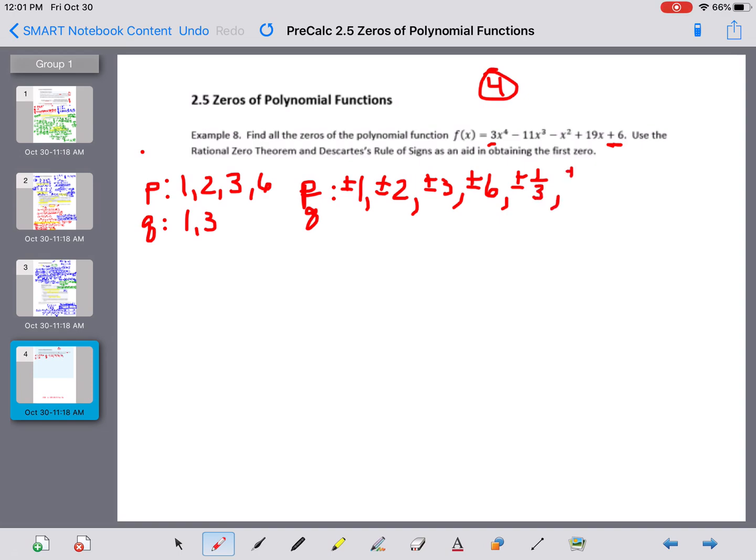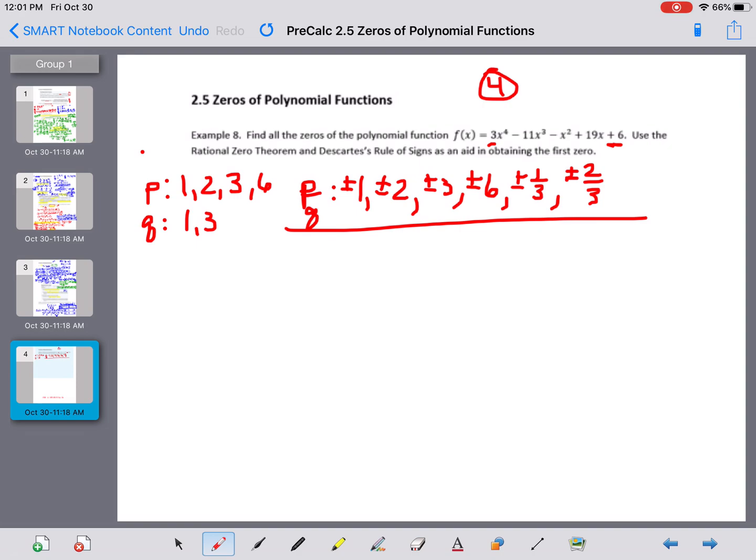2 over 3 will give me plus or minus 2/3. 3 over 3 is 1. I already have it on my list. 6 over 3 is 2. I already have it on my list. So here's my choices. I have 1, 2, 3, 4, 5, 6 choices. So that's what my rational zero theorem tells me.